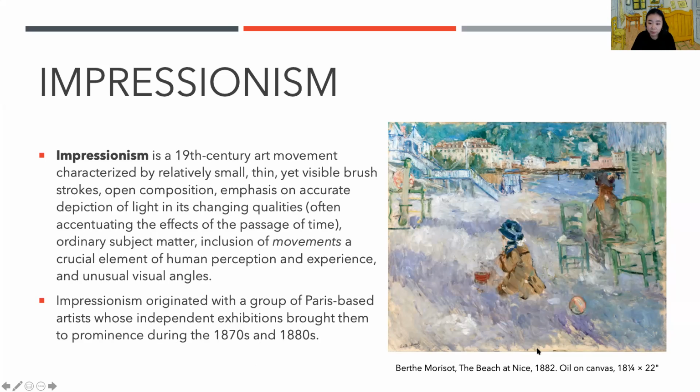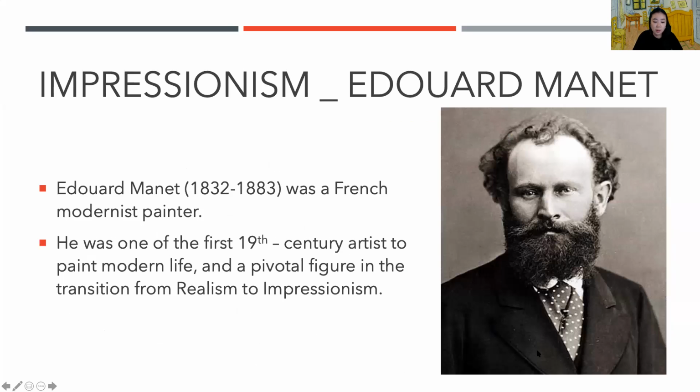So we're gonna see 3 Impressionist artists, and this is the first Impressionist artist, Edouard Manet. He was a French modernist painter. He was one of the first 19th century artists to paint modern life, and a pivotal figure in the transition from realism to Impressionism. Let's see his work. All right.